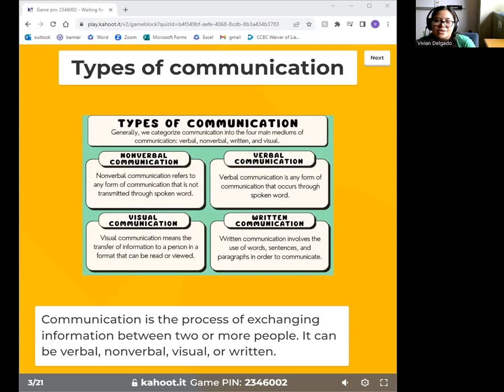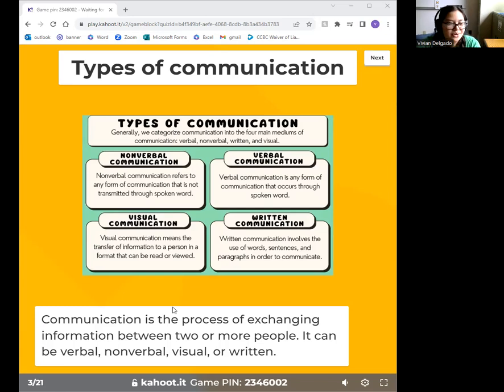And lastly, we have written communication. This is when you use written words to convey your message. It's often used in formal settings like business letters and reports, or honestly anything that you write or type, like a text message or an email.